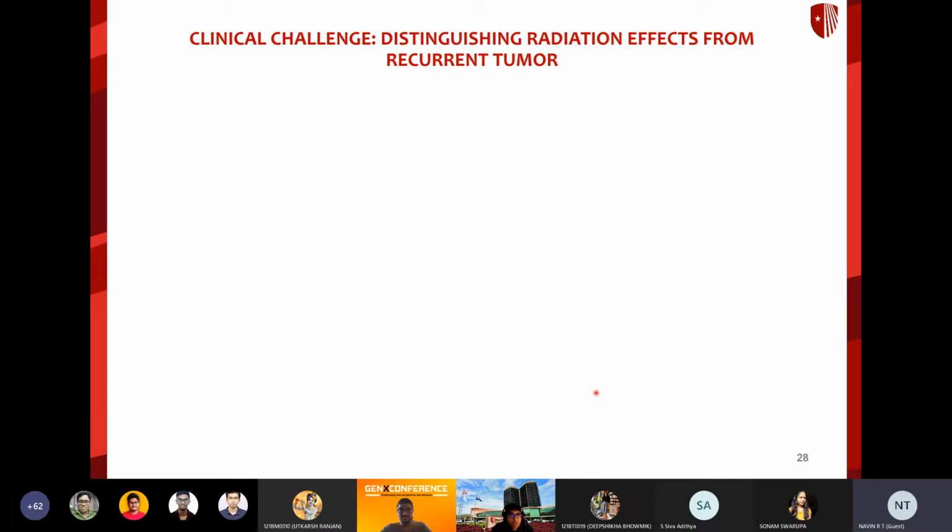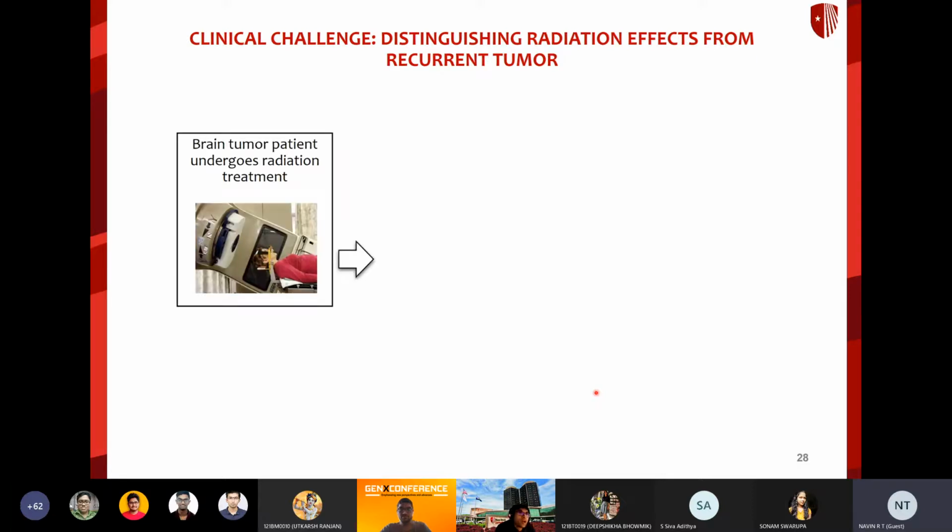So I'd like to switch gears a bit and talk about some of the applications in the field of oncology. Now, the first clinical challenge that I would like to discuss in the field of oncology is distinguishing radiation-induced effects from recurrent tumors in brain cancer. So just a quick overview of the treatment paradigm and what the unmet clinical need is.